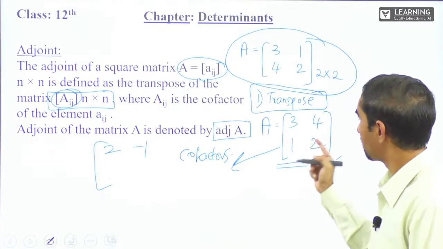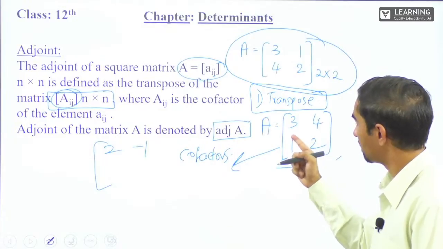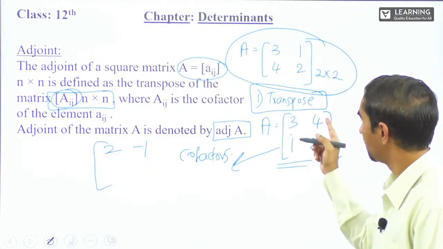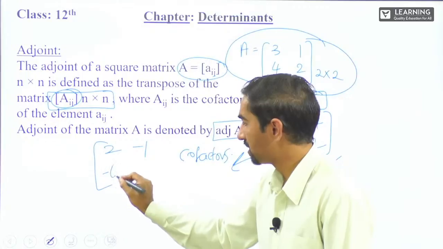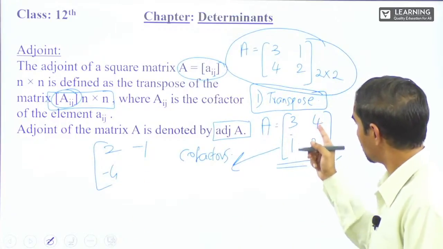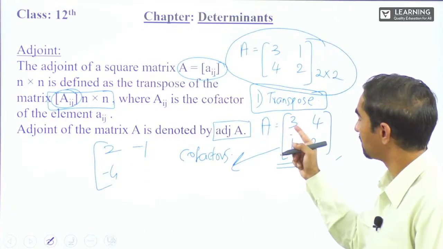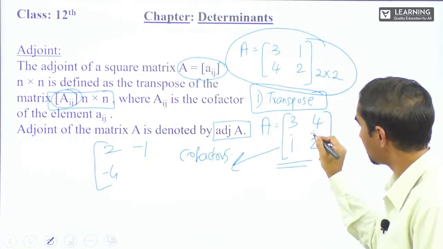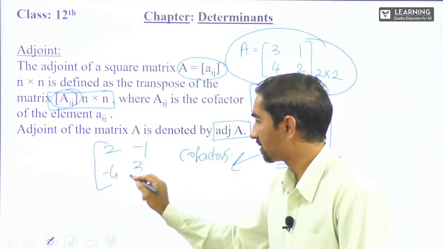Minor of 1 is 4. 4 must be multiplied with the sign here. That sign is minus again. So 4 into minus is minus 4. And 2, so these both are eliminated. 3 is the one which is remaining, and this must be multiplied with the plus sign here. So that will become plus 3.